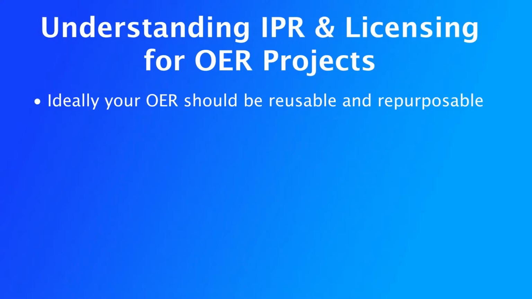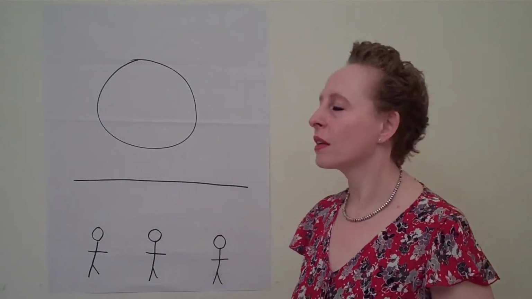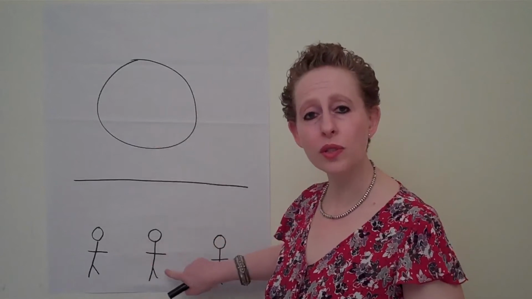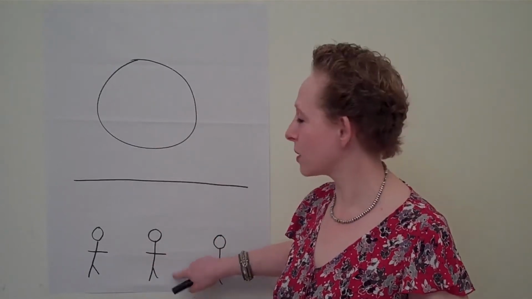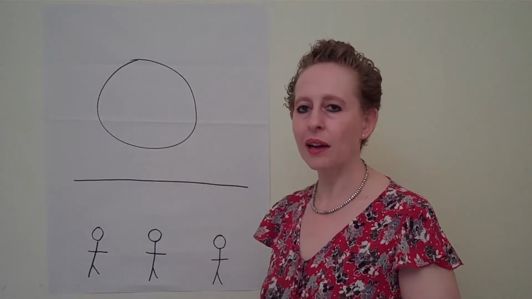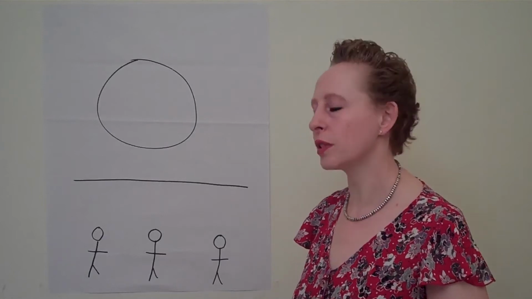I'm going to show you how you can easily understand the IPR and licensing obligations associated with your OER project. As an OER project, you will need to ensure that your OER can be reused and repurposed by end users, normally via the web and via Jorum. How can we identify the IPR and licensing issues that need to be resolved?